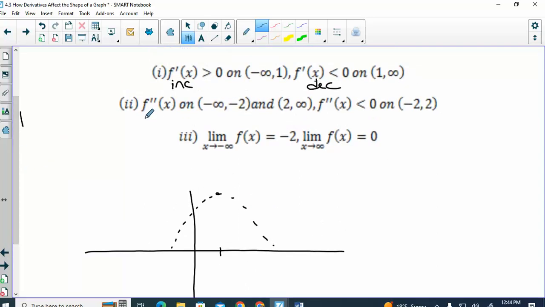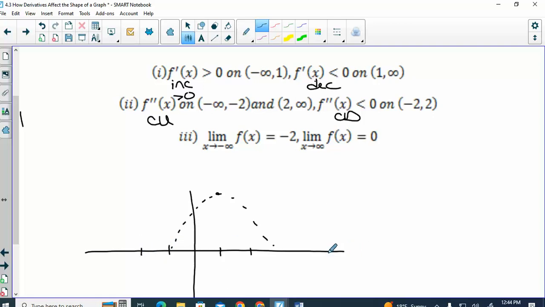Second requirement. The second derivative. Oh, I'm missing something. Can I write this in? Yeah. Second derivative is greater than 0. So the second derivative is positive. That tells me our graph is concave up until we get to -2 and after 2. Second derivative is negative between -2 and 2. Concave down.